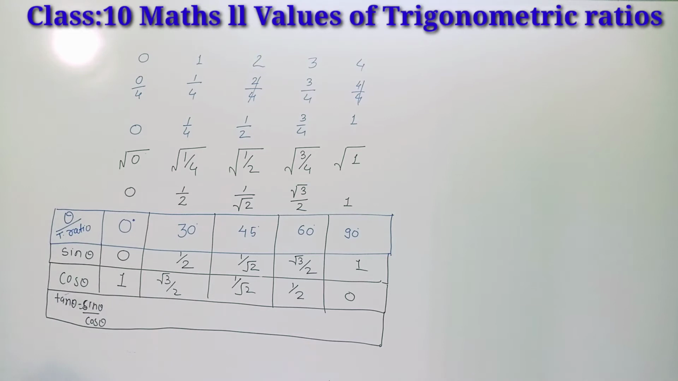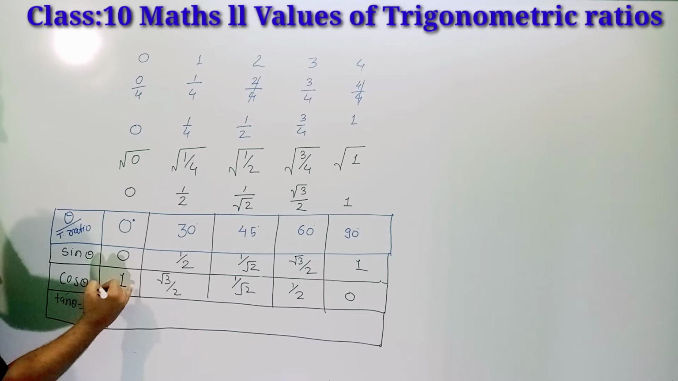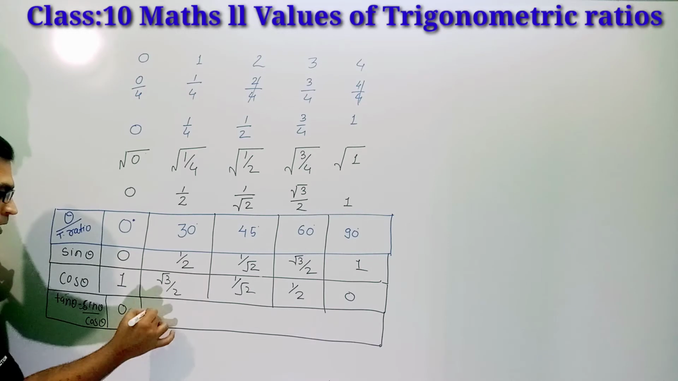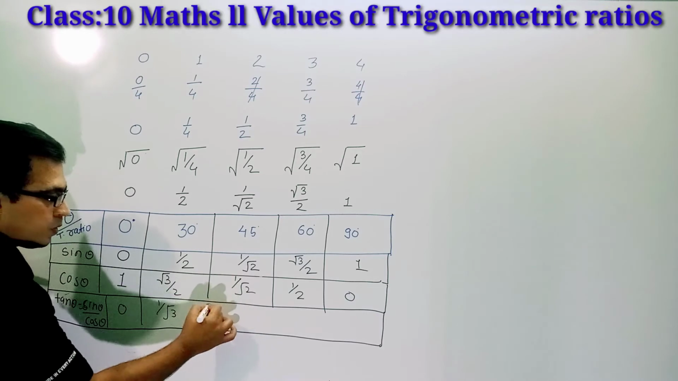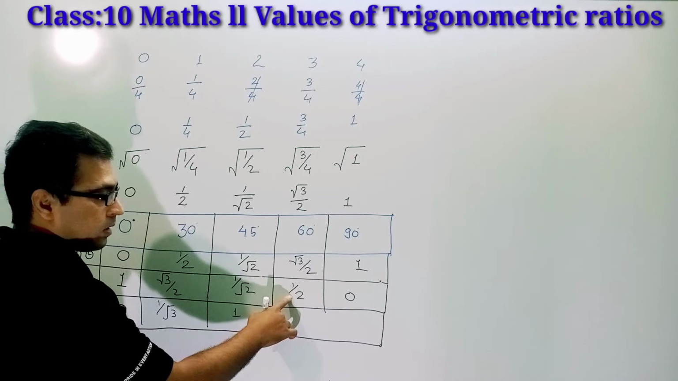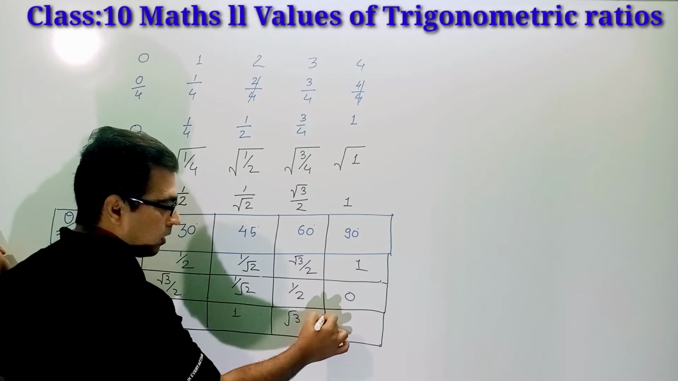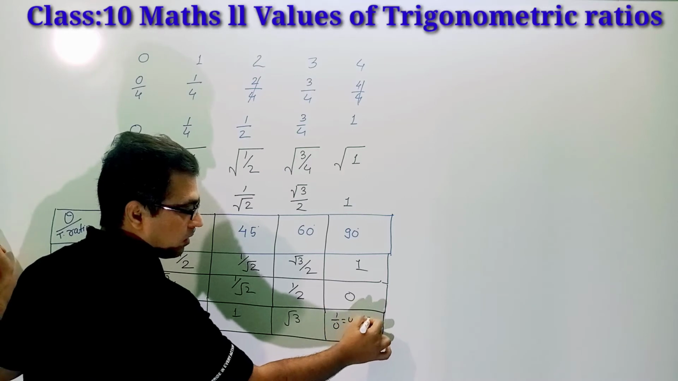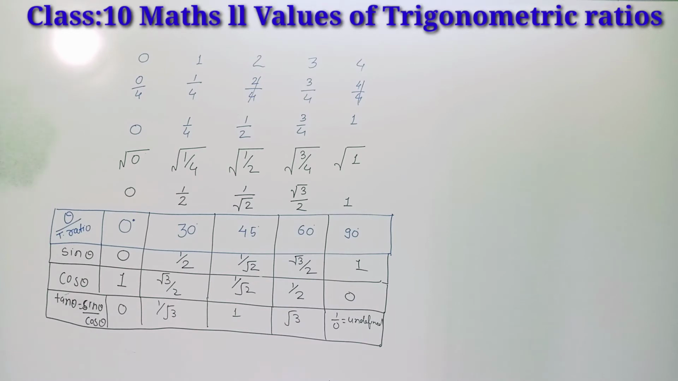Tan theta is sine theta divided by cos theta. So 0 divided by 1, which is 0. Then 1 by 2 divided by root 3 by 2 gives 1 by root 3. 1 by root 2 divided by 1 by root 2 gives 1. Root 3 by 2 divided by 1 by 2, the 2 will be cancelled, so you get root 3. And 1 divided by 0 is undefined. What are undefined terms?